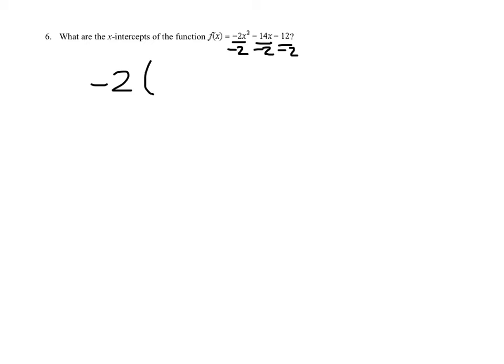So negative 2 is on the outside. Negative 2x squared divided by negative 2 is just x squared. And then we've got negative 14x divided by negative 2. That's going to be positive 7x. And then last but not least, you have negative 12 divided by negative 2, and that's going to be a positive 6.